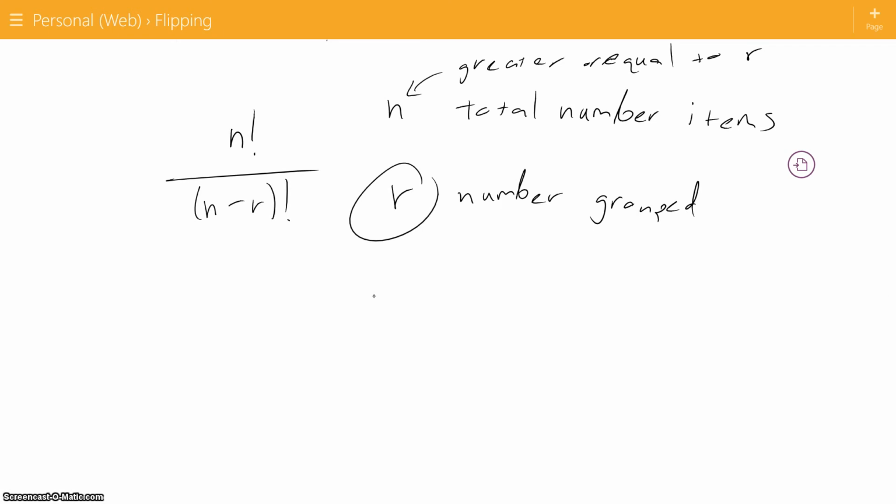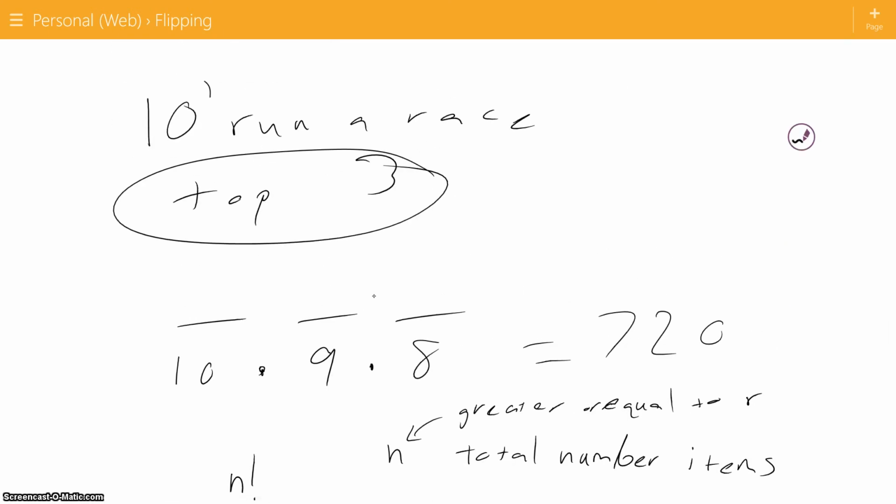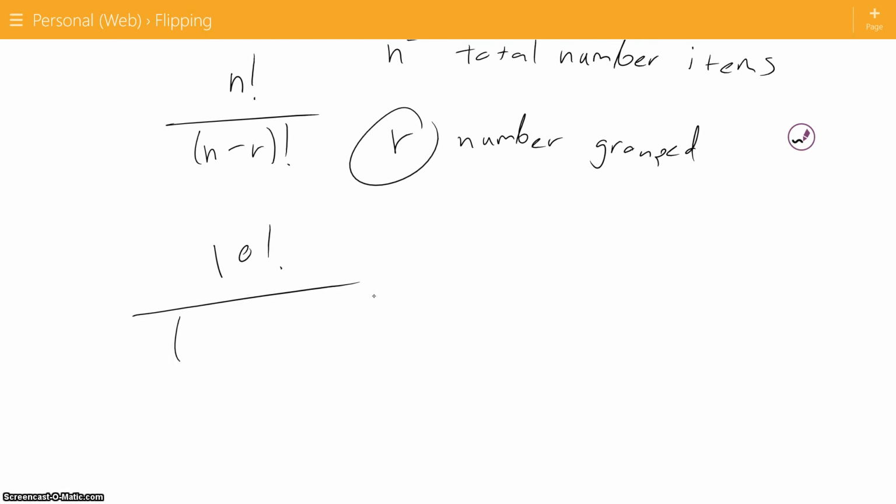So n has got to be greater than or equal to r. In this case, again, we've got our two numbers here. Our 10 would be n, and our 3 would be r. So I'd have 10 factorial over 10 minus 3 factorial. This is the same thing as, we're going to simplify what's in there, over 7 factorial. Okay, 10 minus 3, 7.